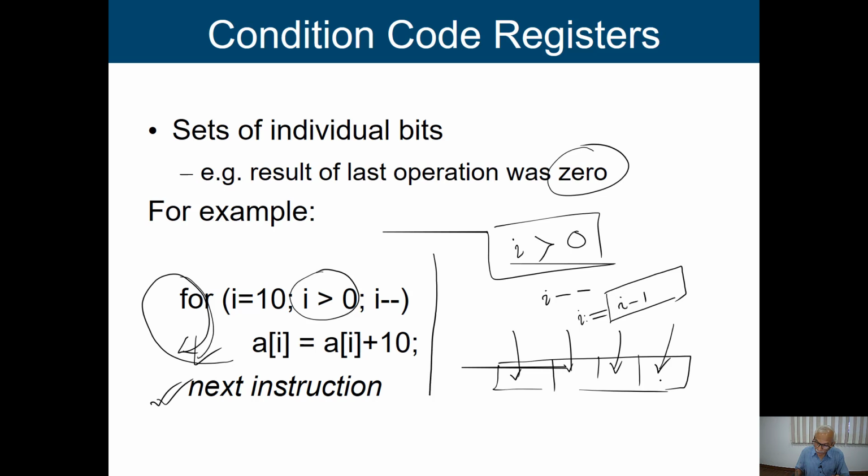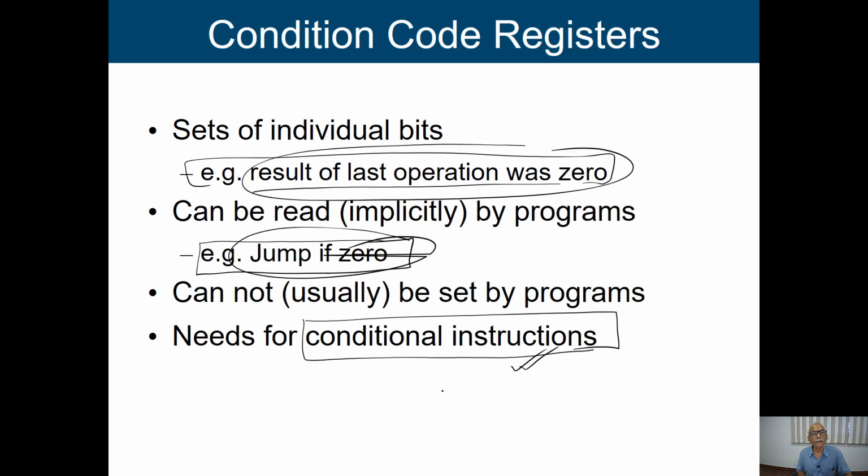When we set those particular bits, it depends on my ALU operation. So we are going to perform an ALU operation. Depending on the result of the ALU operation, some of the flag bits will be set or some of the flag bits will be reset to 0. This is the way we are going to do it. That's why in the first slide we said that they cannot usually be set by the program.